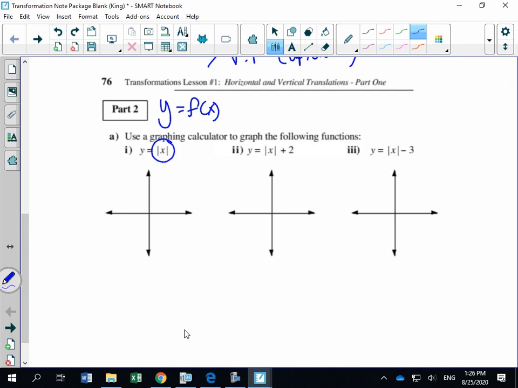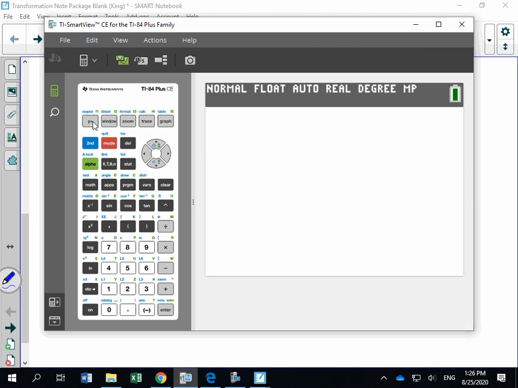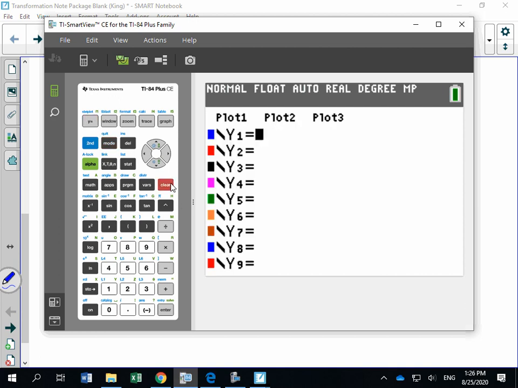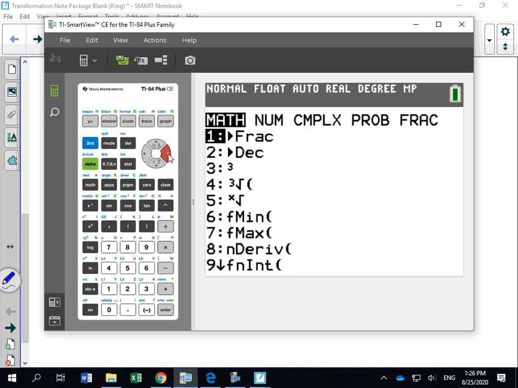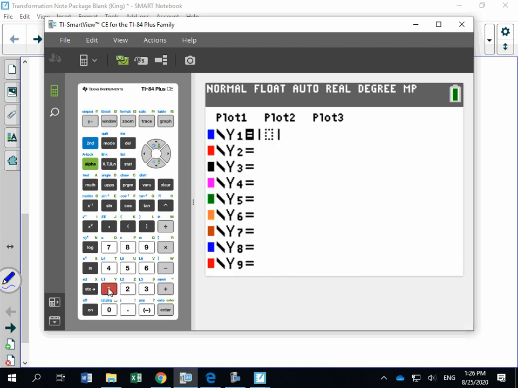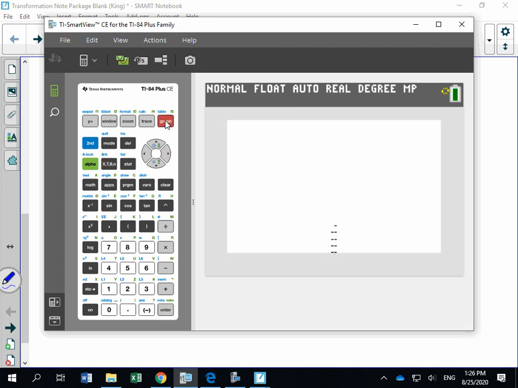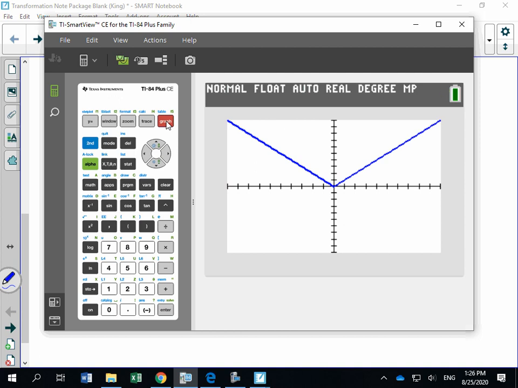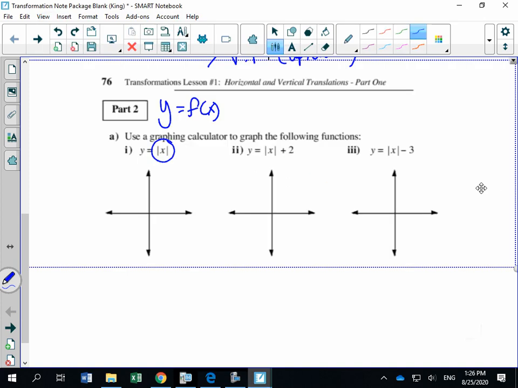If you punch that in on your calculator, go to y is equal to. The absolute value button is under math. Scroll over to numbers, number 1, absolute value of x, and hit enter. This was a concept, absolute value, in 20-1. So that is what an absolute value function looks like. That's the graph of an absolute value function.